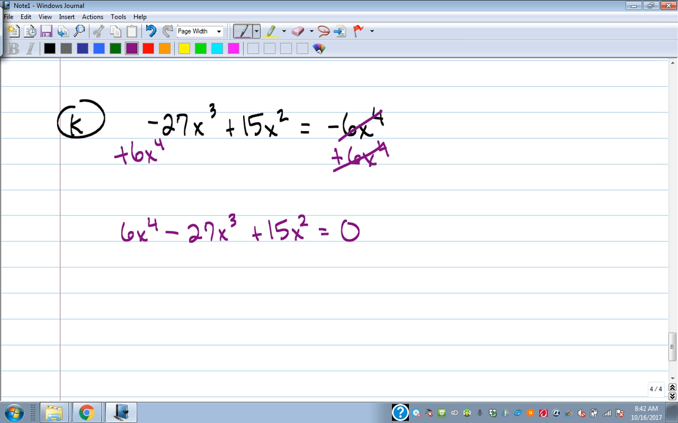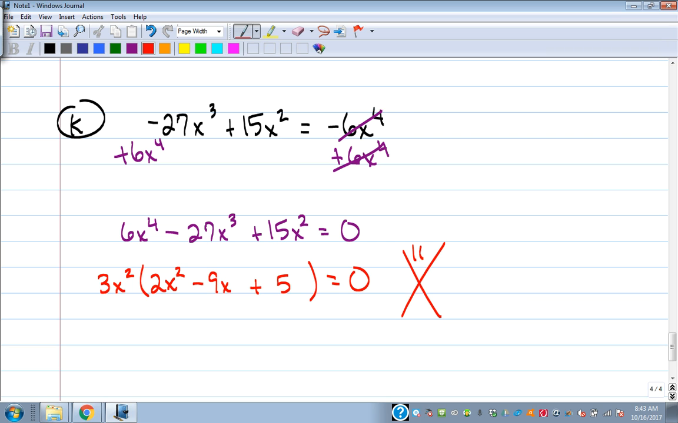Is there a GCF to this? 3x squared. 3 goes into 6, 3 goes into 27, 3 goes into 15. And they all have 2 x's in common. So 3x squared. That leaves what in the parentheses? Good job. How many terms are in that? 3. So that triggers me, if I'm going to factor, to try the x method.